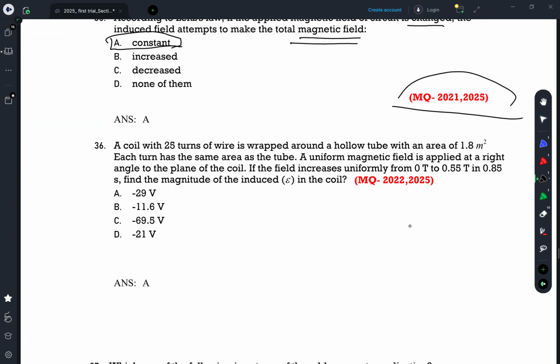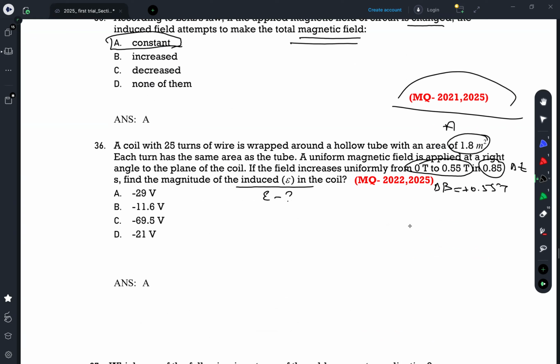Number 6. A coil with 25 turns of wire is wrapped around a hollow tube with an area of 1.8 meters squared. Each turn has the same area as the tube, and a magnetic field is applied at a right angle to the plane of the coil. If the field increases uniformly from 0 to 0.55, then delta B is going to be positive, happening over delta T of 0.85 seconds. What is the induced EMF?